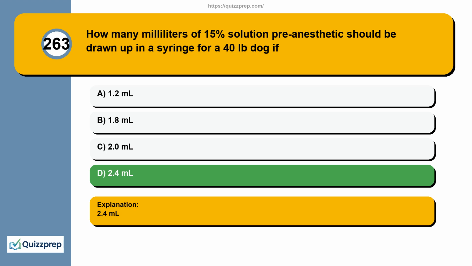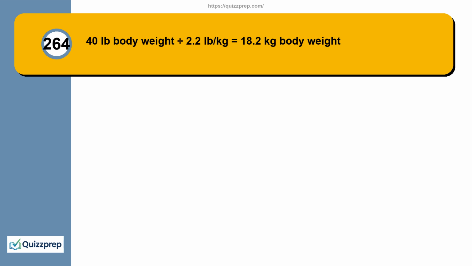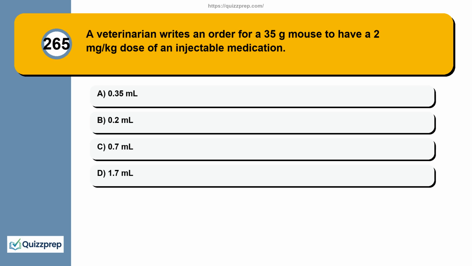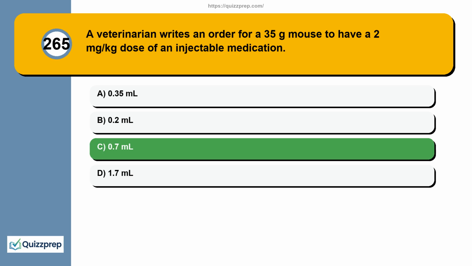2.4 ml. Question 264. 40 pounds body weight divided by 2.2 pounds per kilogram equals 18.2 kilograms body weight. Option. The correct answer is option Nan. Question 265. A veterinarian writes an order for a 35 g mouse to have a 2 mg per kilogram dose of an injectable medication. Option A, 0.35 ml. Option B, 0.2 ml. Option C, 0.7 ml. Option D, 1.7 ml. The correct answer is option C, 0.7 ml.